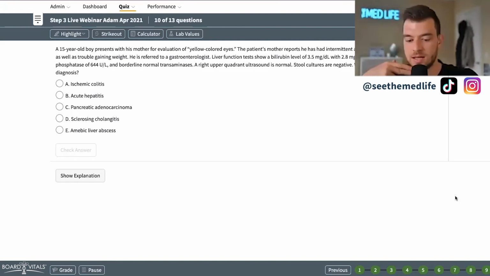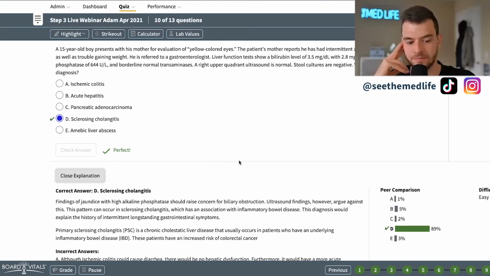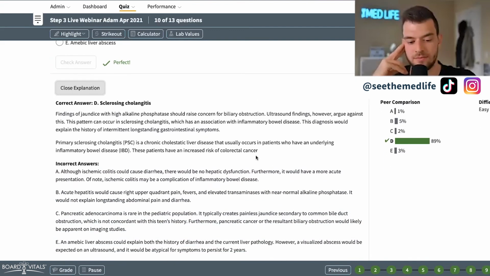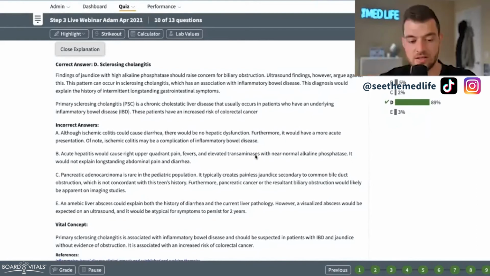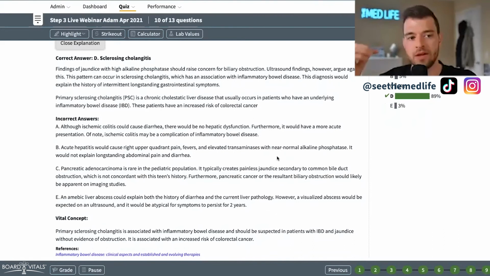So I see some answer choices for D here, sclerosing cholangitis. So we'll go ahead and pick that. Very nice. And of course, sclerosing cholangitis is going to obstruct the biliary system. It's going to give you that obstructive pattern with the increased conjugated bilirubin.